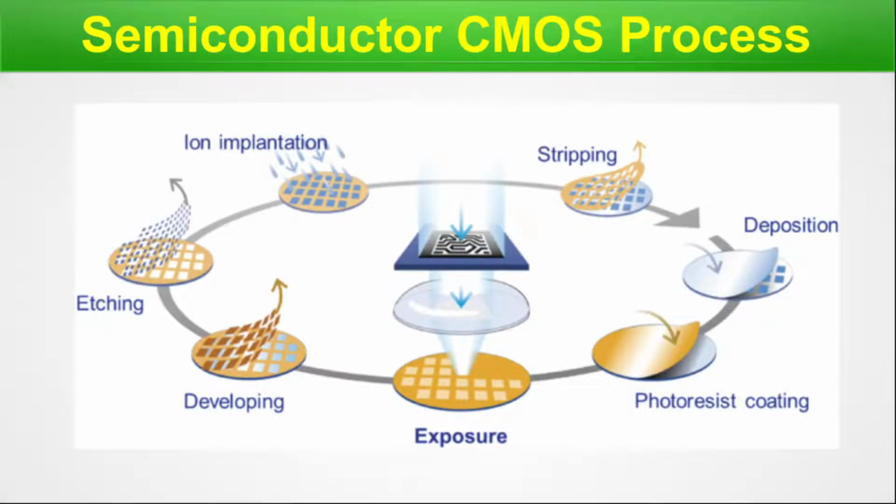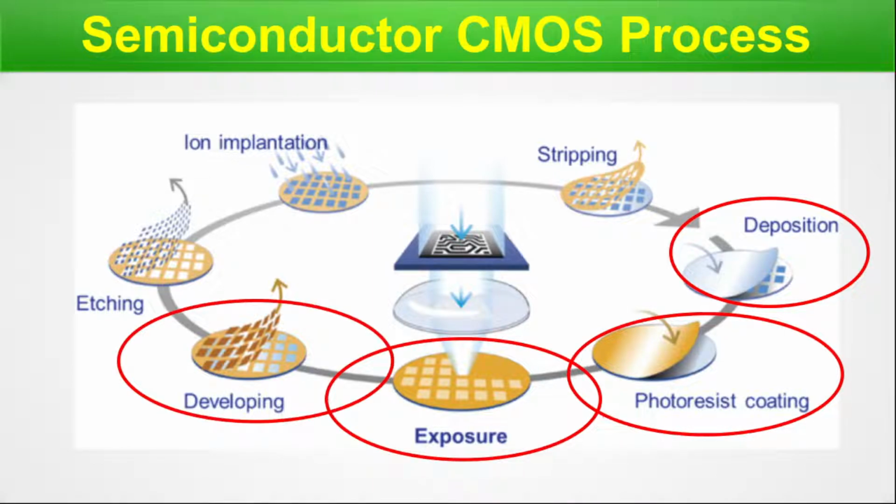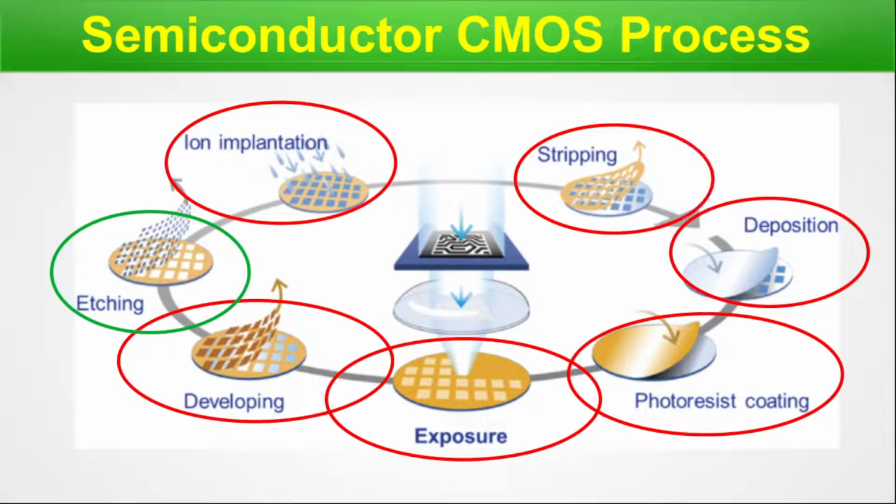So here is an infographic. First we do the deposition, then we use a photoresist coating, then exposure, developing, and etching. I have kept a green highlight here to make it separate from the other steps. Then there will be ion implantation, and then the stripping of the remaining mask. So this is a cyclic process.